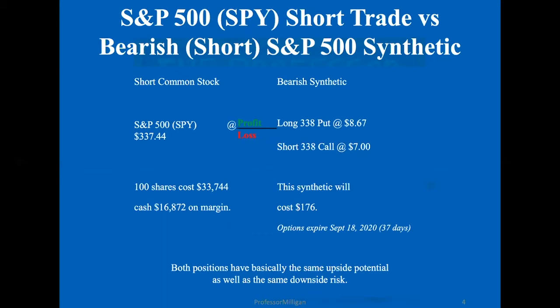In these positions, if you're short, the most you can make is $337 on the short stock, or if you're long the put, the most you can make is $338. In other words, the stock goes to zero. Your loss, though, is unlimited loss potential. And the reason you have the same unlimited loss potential is the stock could go to infinity.